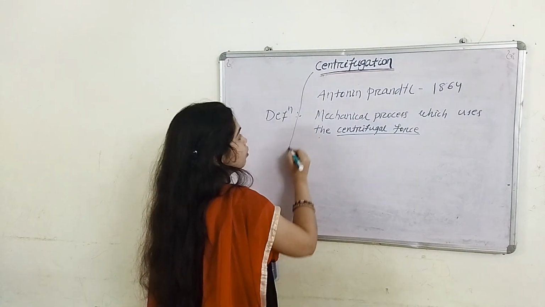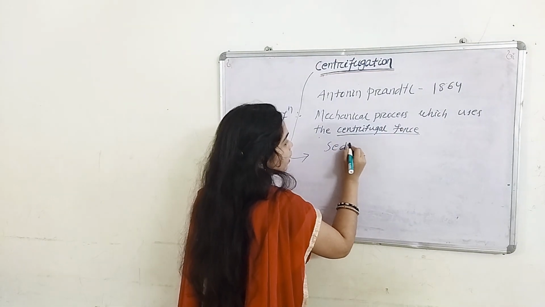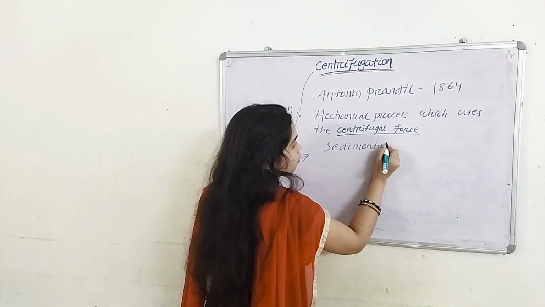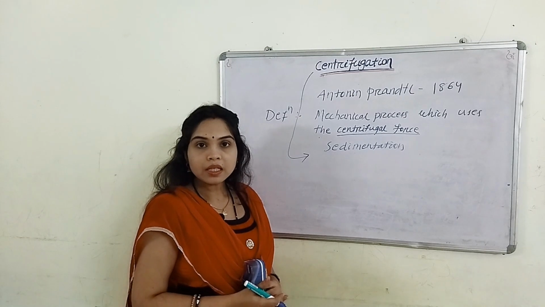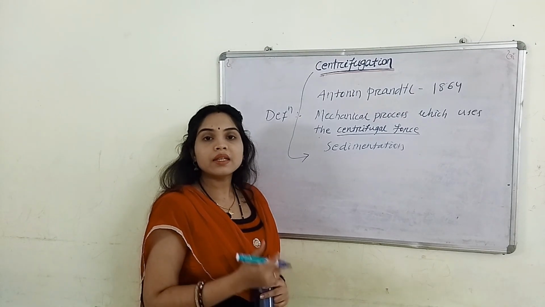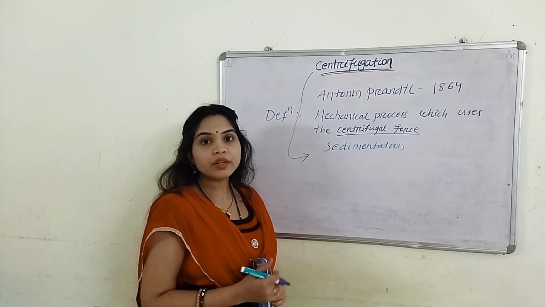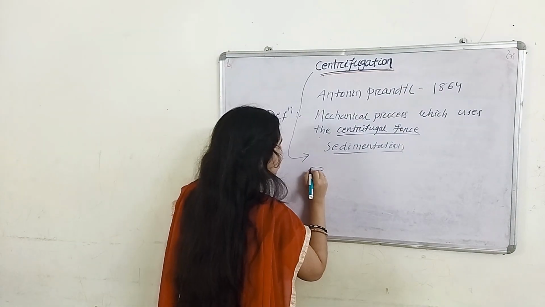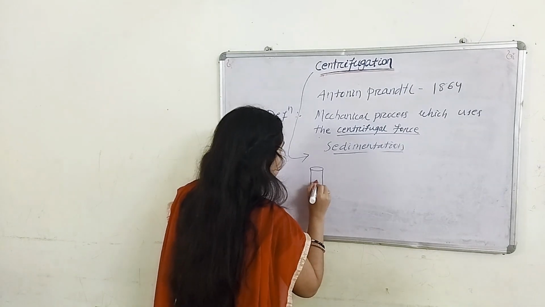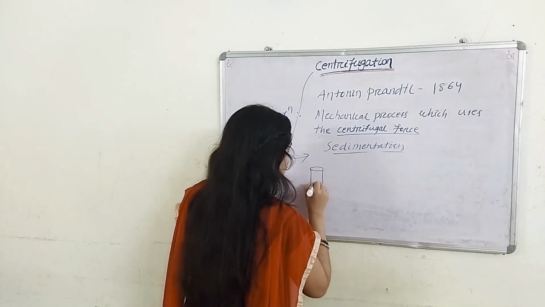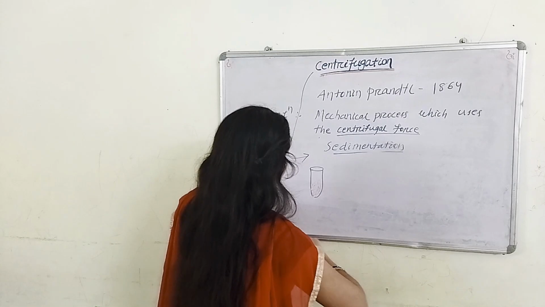Then, centrifugation uses one principle, that is sedimentation. So, what is sedimentation? Sedimentation is the settling down of particles in a solution under the effect of gravity or a more powerful centrifugal force. Let's say this is a blood sample.